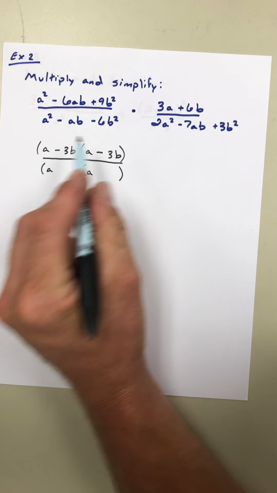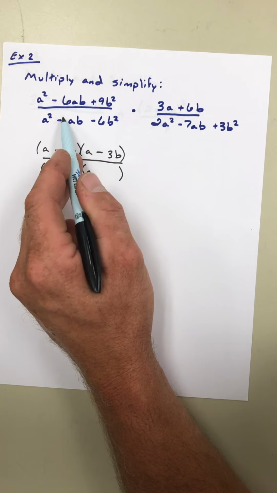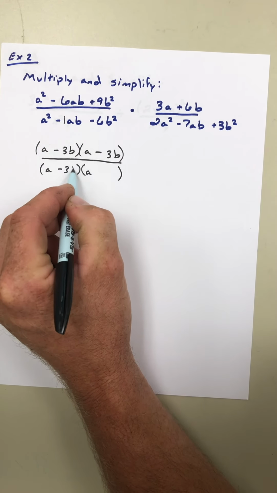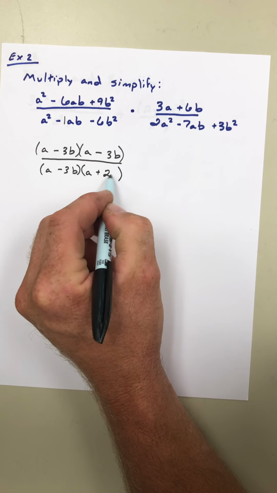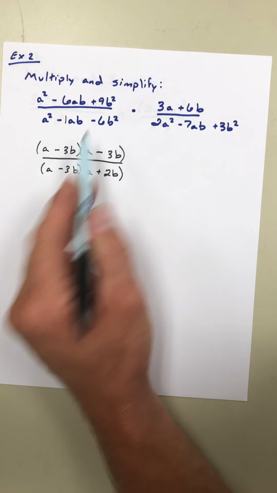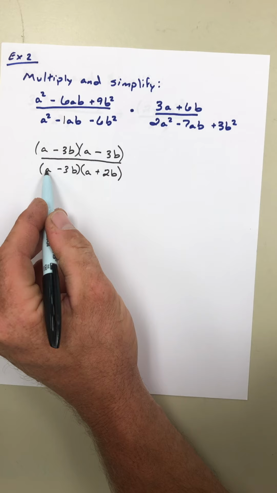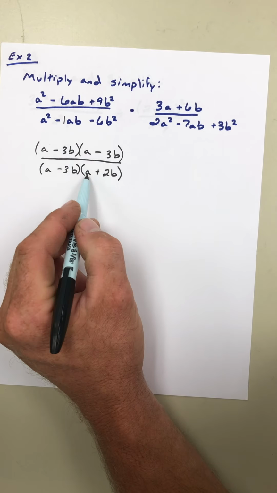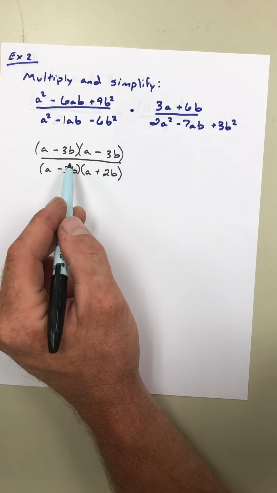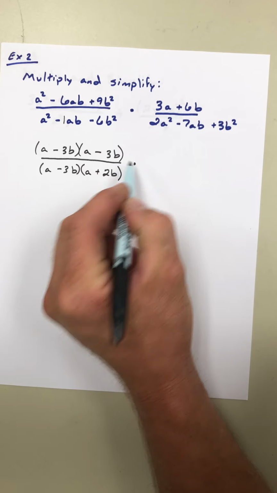Again, I have a and a. I'm going to break up my negative 6b squared, so I get a negative 1. Remember, there's a 1 in front of there. So I'm going to break it up as negative 3b and a plus 2b. That's going to give me my negative 6b squared when I multiply them together. And when I multiply my insides and my outsides and add those together, I'm going to get my negative 1. So again, negative 3ab plus 2ab gives me a negative 1ab.